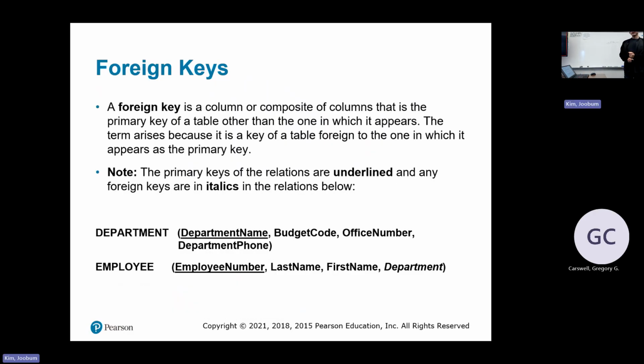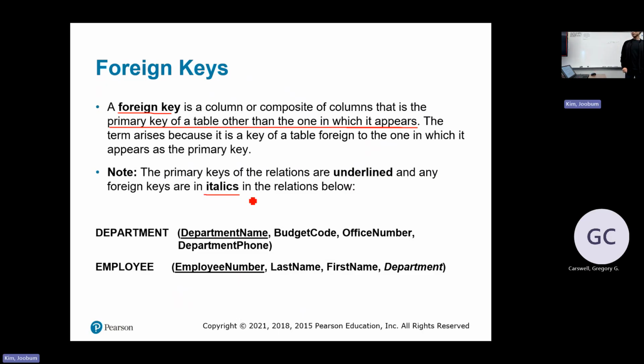Then next is a foreign key. The foreign key definition is a column or composite of columns that is the primary key of a table other than the one in which it appears. Which means if you have 2 tables, the foreign key can be used to connect, reference, combine, or tie them together. Then there are several ways to represent a foreign key.